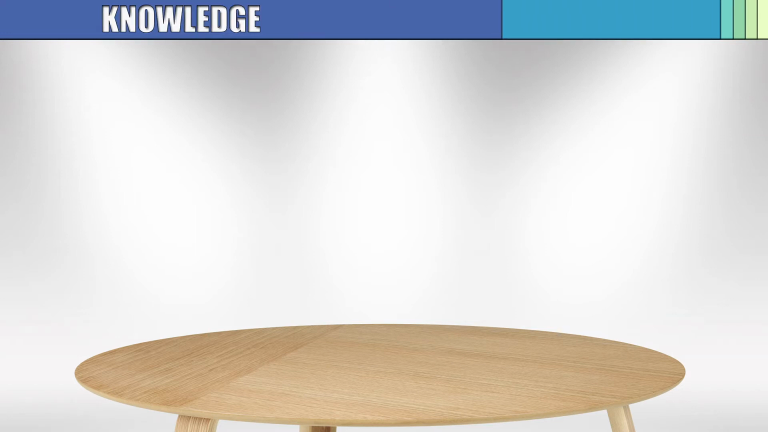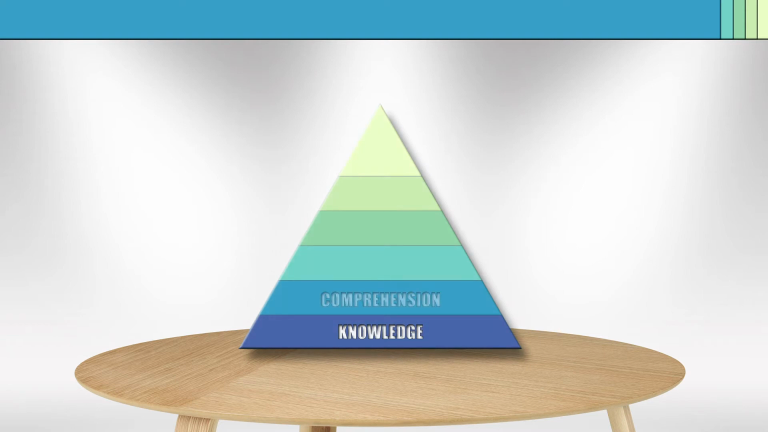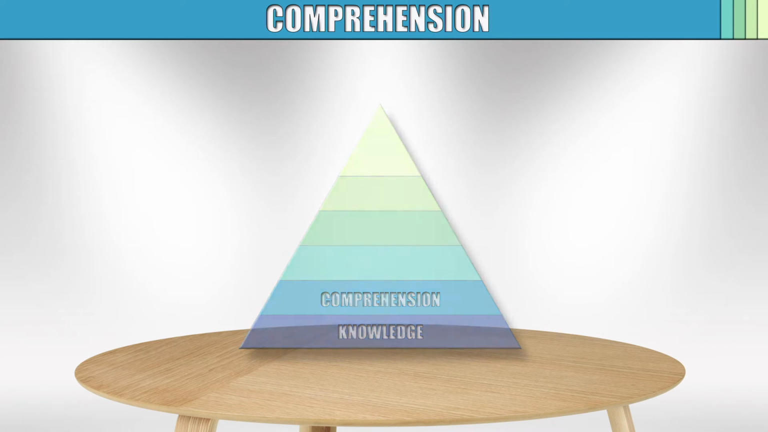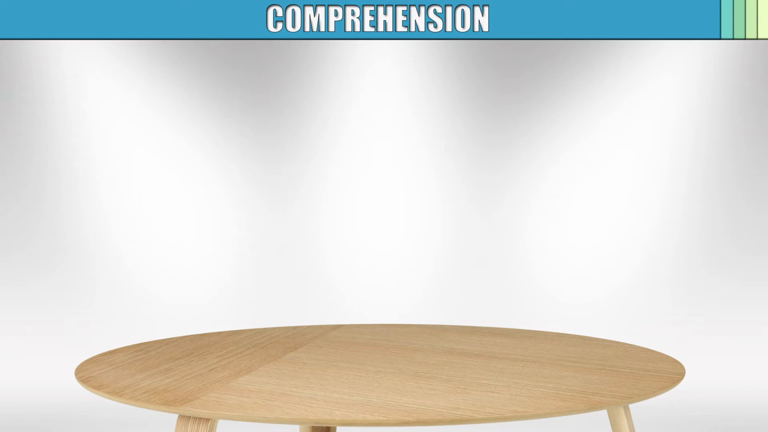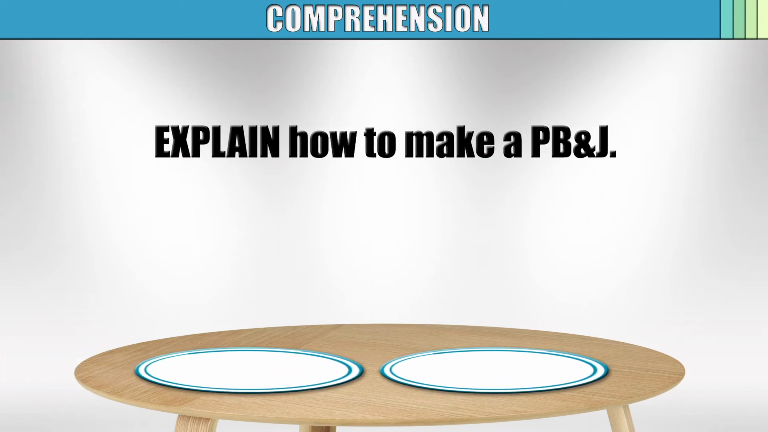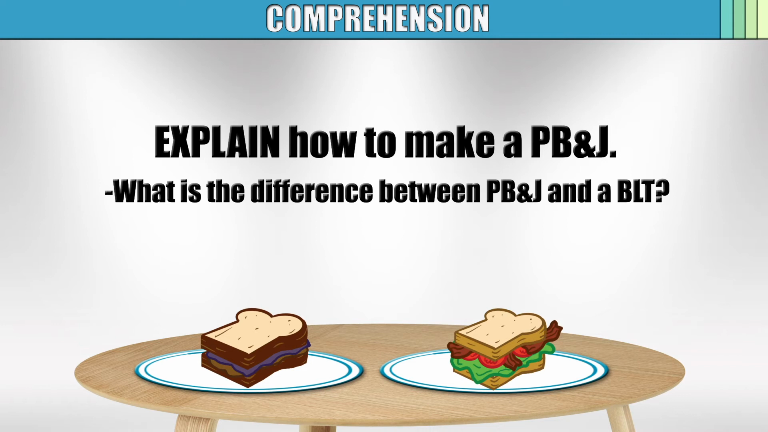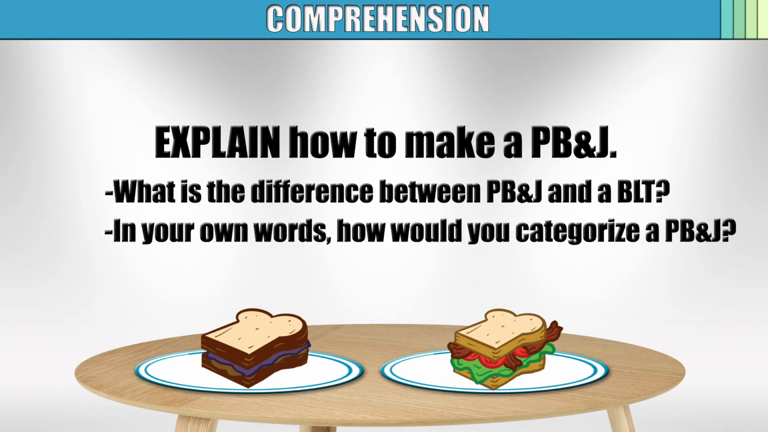To find out if students really understand the subject, questions need to be asked at the comprehension level. At this level, students can show understanding by finding information from the text and demonstrating comprehension of ideas. TLO action. Explain how to make a PB&J. A couple of questions at this level could be: what is the difference between a PB&J and a BLT? In your own words, how would you categorize a PB&J?